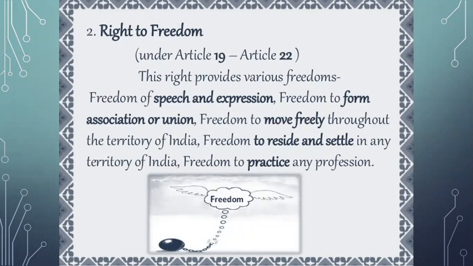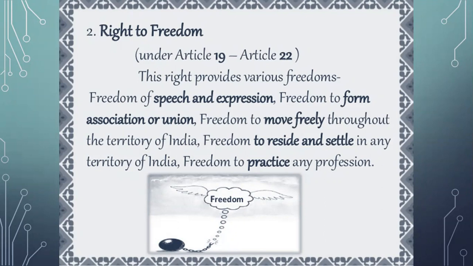Second is right to freedom. Under Article 19 and Article 22, the right provides various freedoms: freedom of speech and expression, freedom to form associations or unions, freedom to move freely throughout the territory of India, freedom to reside and settle in any territory of India, and freedom to practice any profession.